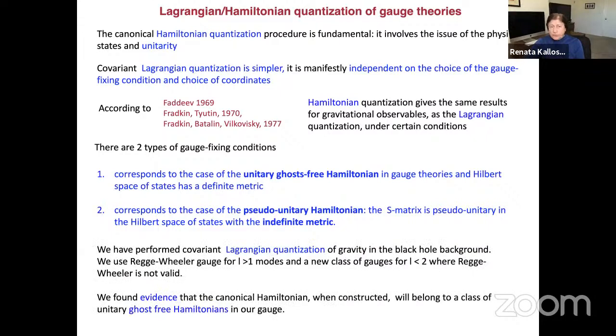So what we have done so far in this program, we have performed covariant Lagrangian quantization of gravity in the black hole background. The gauge which we are using is Regge-Wheeler gauge for partial waves L greater than one. And we have a new class of gauges for L zero and one, because Regge-Wheeler gauge is actually not valid. And we found evidence, which I'll present, that the canonical Hamiltonian when constructed will belong to a class of unitary ghost-free Hamiltonians in our gauge, the one which is here.